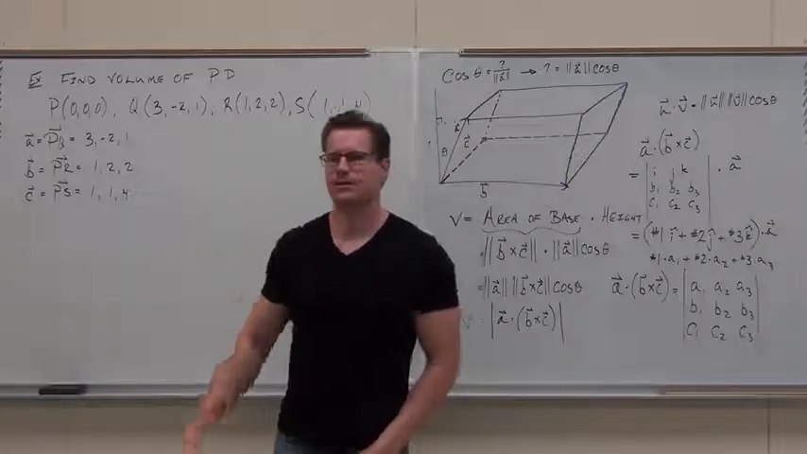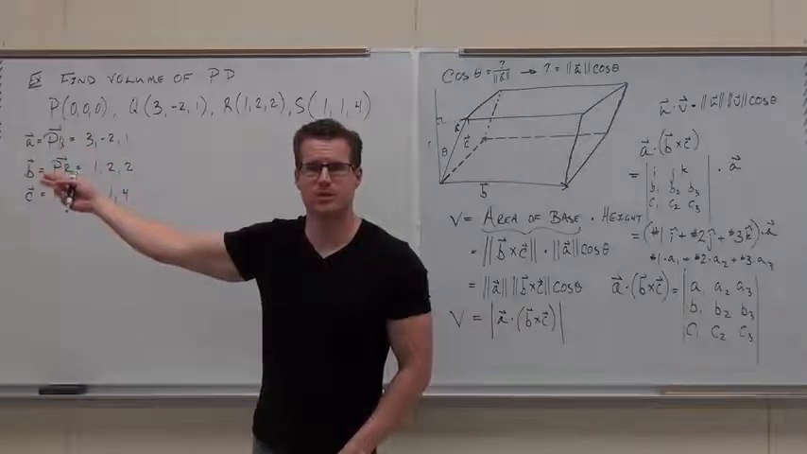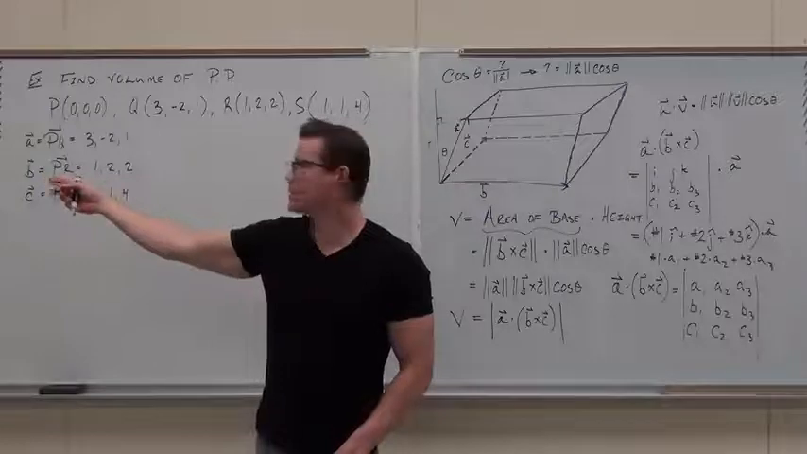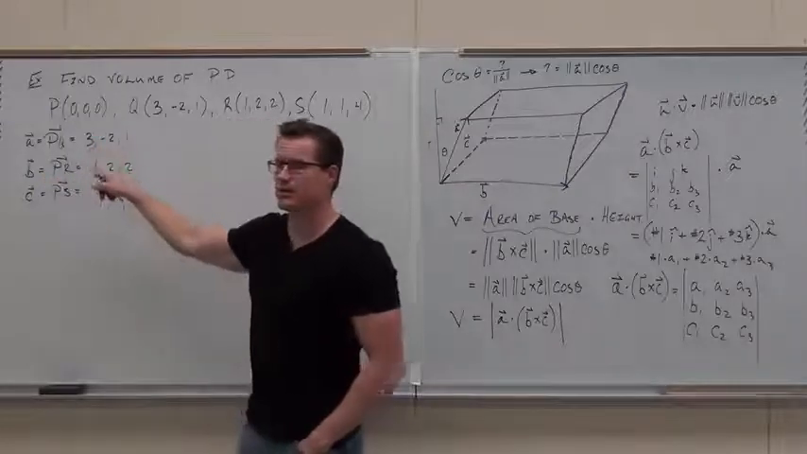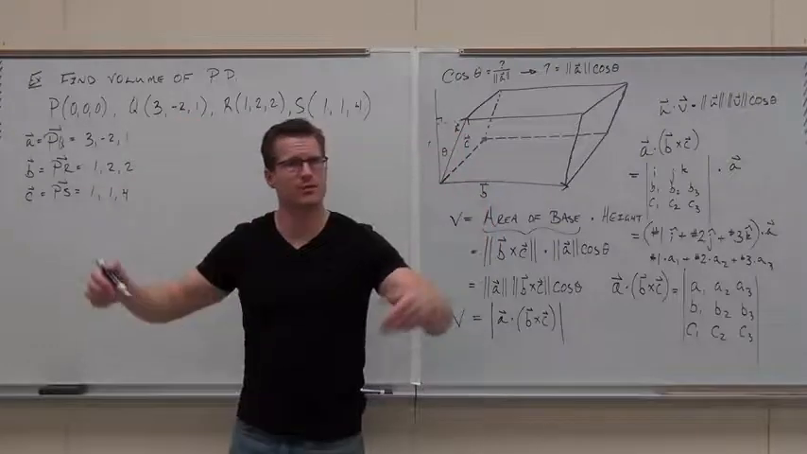P is all 0. P is the origin, and we know position vectors start at the origin automatically and end at the terminal points. But I've left the notation free. What notation should I have here and here? Parentheses or those little brackets? Brackets, because now they're vectors.